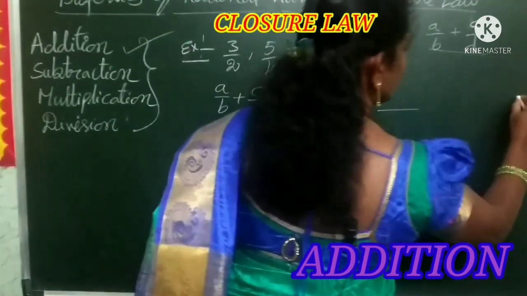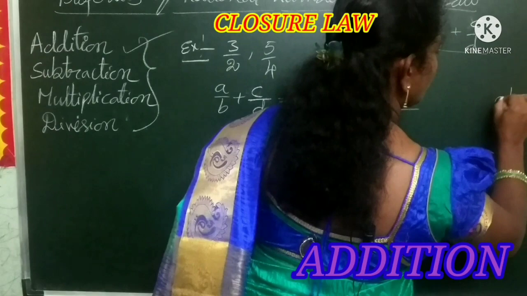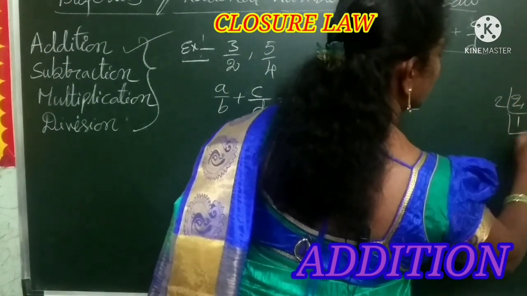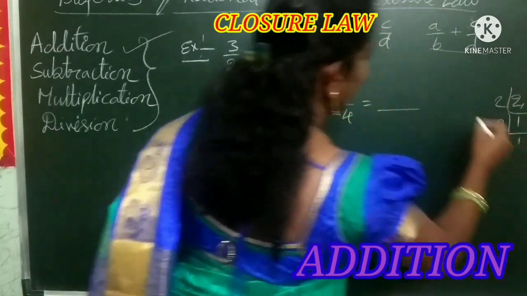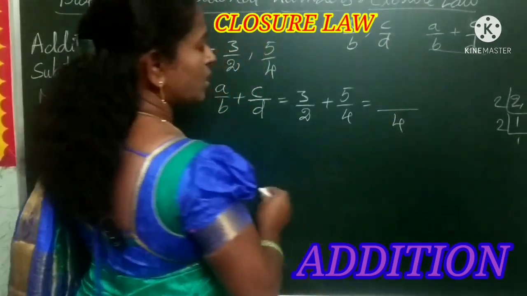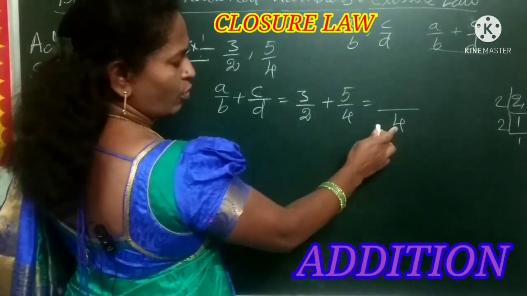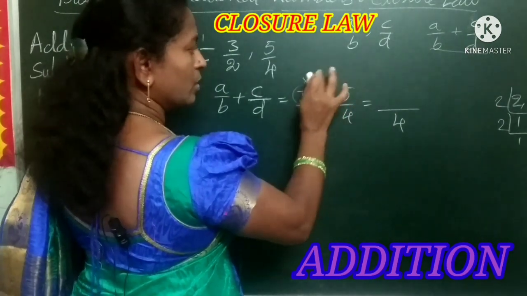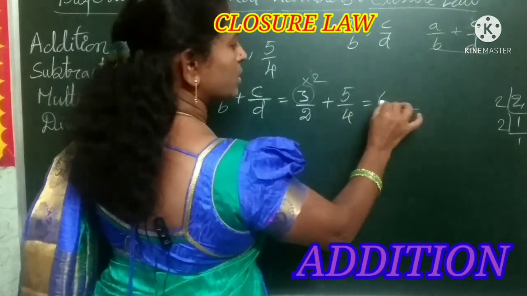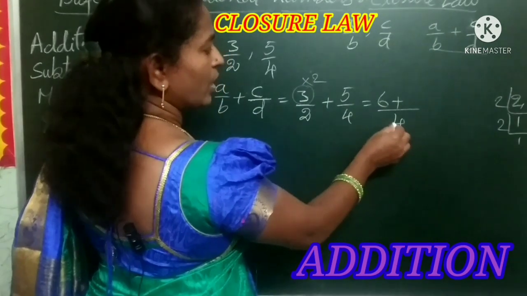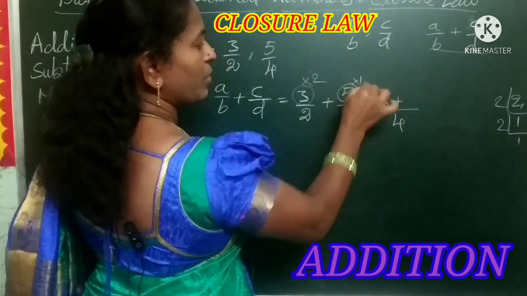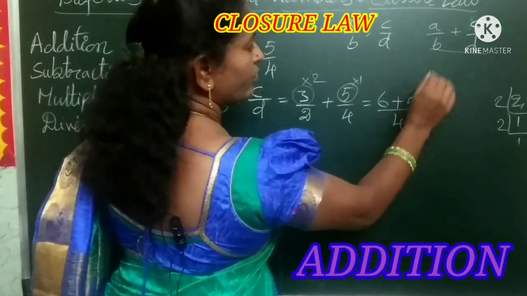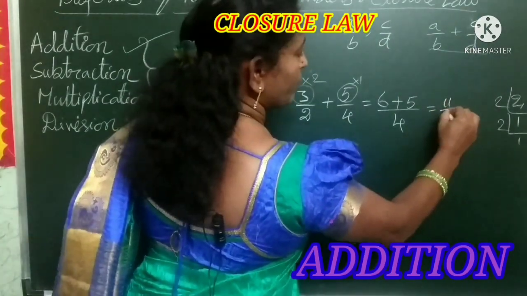The LCM of 2 and 4 is 4. 2 table in 4 is 2 times, so 2 is multiplied with the numerator 3. 2 threes are 6, plus 4 table in 1 time, so 1 is multiplied with the numerator 5. 5 ones are 5. That is equal to 11 by 4.